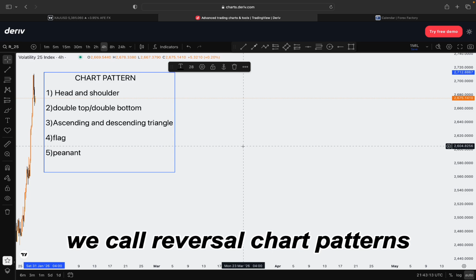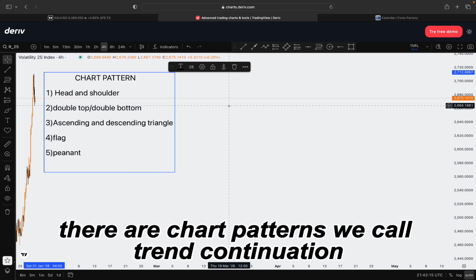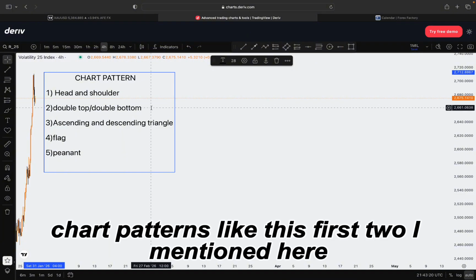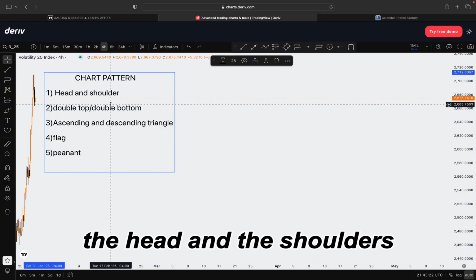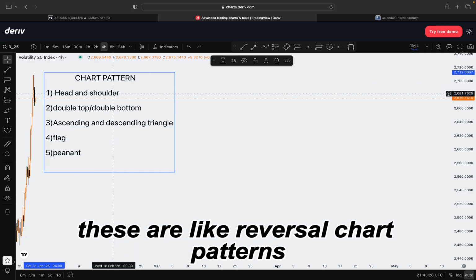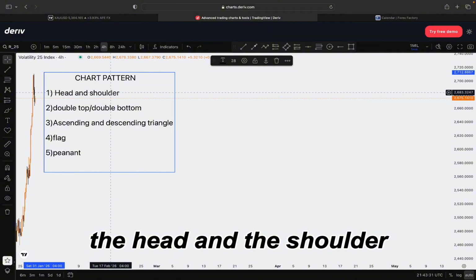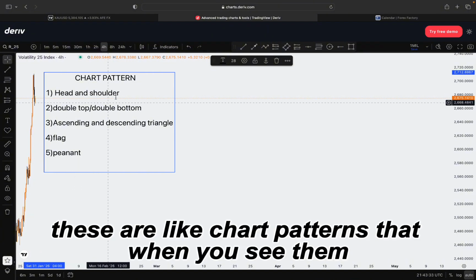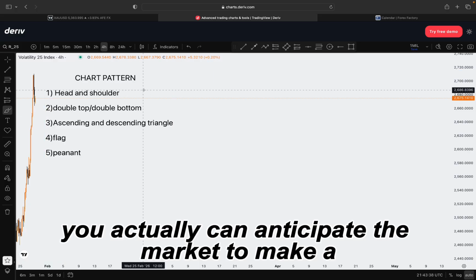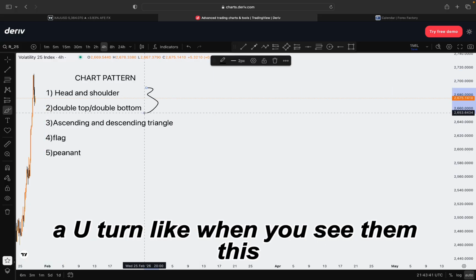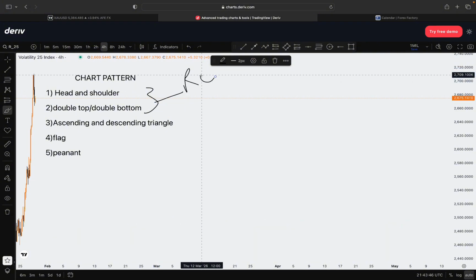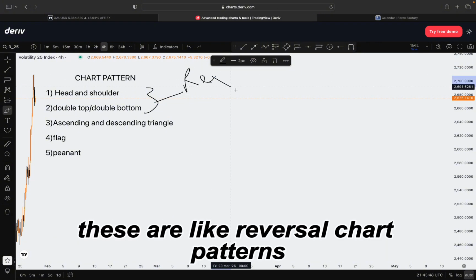There are certain chart patterns we call reversal chart patterns. There are chart patterns we call trend continuation chart patterns. Chart patterns like these first two I mentioned here, the head and shoulders, these are examples of chart patterns. The head and shoulders, the double top and double bottom, these are reversal chart patterns. When you see them, you can anticipate the market to make a U-turn.